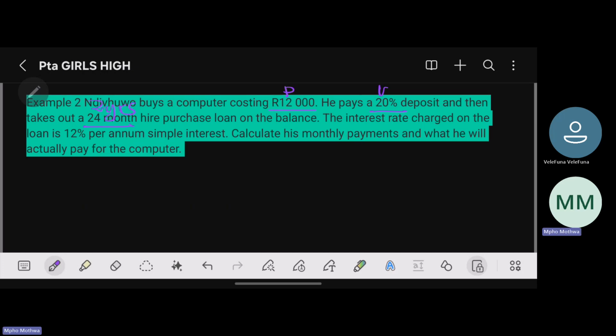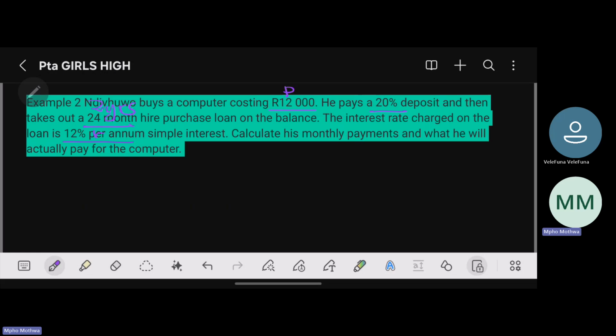Hire purchase loan on the balance. The interest rate charged on the loan is 12% per annum, simple interest. We are going to work with this. 12, this is R, this is the actual R. Using simple interest, calculate his monthly repayments and what he will actually pay for the computer.